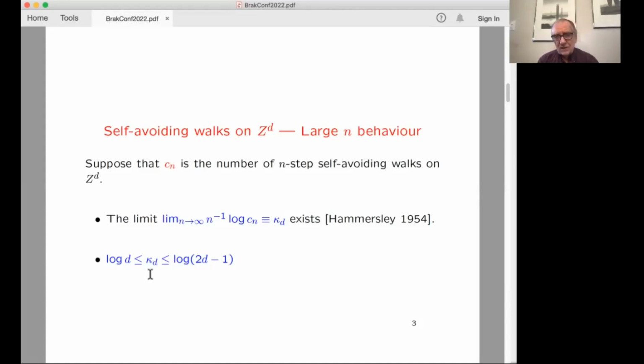The other thing we need to know is that kappa d isn't either 0 or infinity, and in fact it's fairly easy to show that it's between log d and log of 2d minus 1. Log of 2d minus 1 counts reverse restricted walks, and log d counts walks which only go in the positive coordinate directions.